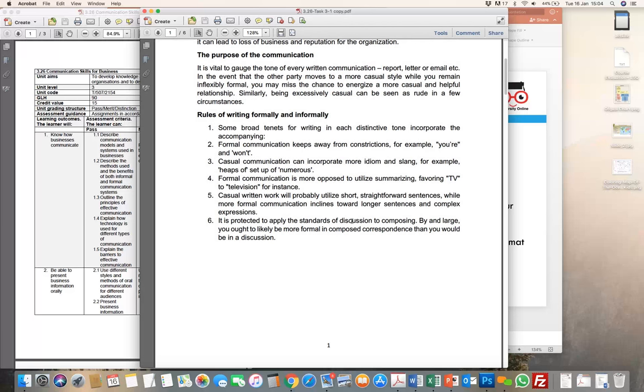If I give you a letter, you will be able to identify the rules which we generally follow when writing formally and when writing informally. So in some of those cases, these things have to be remembered. This is what defines your written communication in business from the point of view of writing formally.